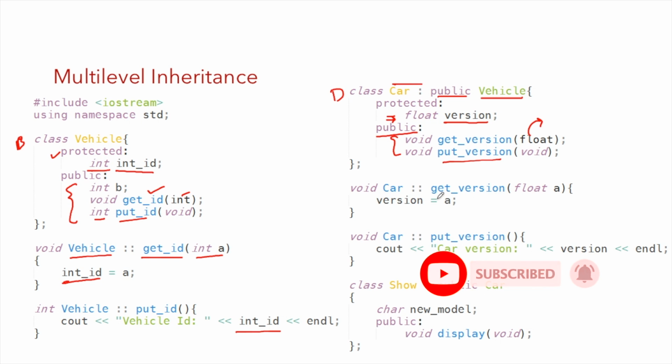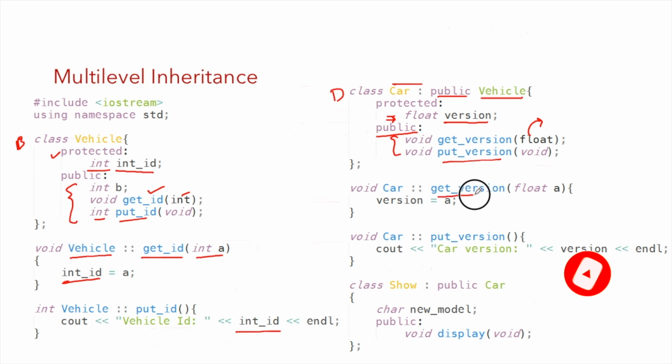When we define the derived class function get version, which belongs to class car, I'm passing variable float a to it, and inside this definition I am storing the value of a into variable version, which is protected. It is accessible here because protected members are accessible to your public member functions. Similarly, put version is going to just print this value. So this is the function definition of put underscore version, which belongs to your class car.